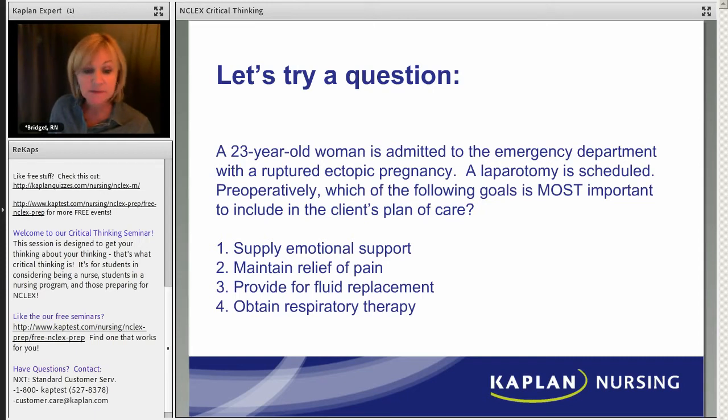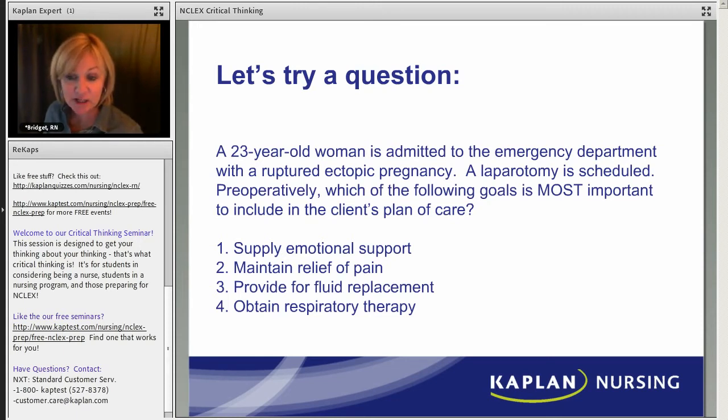Remember our steps. Let's go back to what Karen wrote if you need to go through that. Organize the data. Let's look at this one. A 23-year-old woman is admitted to the emergency department with a ruptured ectopic pregnancy. A laparotomy is scheduled. Pre-op, which of the following goals is most important to include in the client's plan of care? Now, you can pause now and think of what is the topic of this question. You can pause it, but I'm going to keep going if you didn't pause.